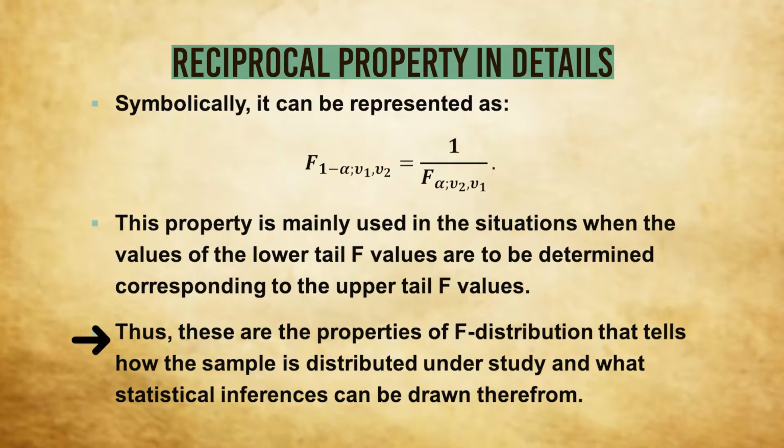Thus, there are properties of F distribution that tell us how the sample is distributed under study and what statistical inferences can be drawn from them. So these properties are very important in this situation because ultimately we are studying sampling distribution. So we have to understand the sample characteristics. That means we have to understand how the sample observations are varying. So these properties will enable us to study the sample carefully and then to draw justified conclusions about the population characteristics. We now come to the upper alpha and lower alpha points of F distribution in detail.